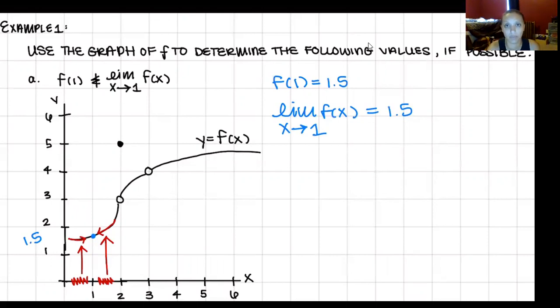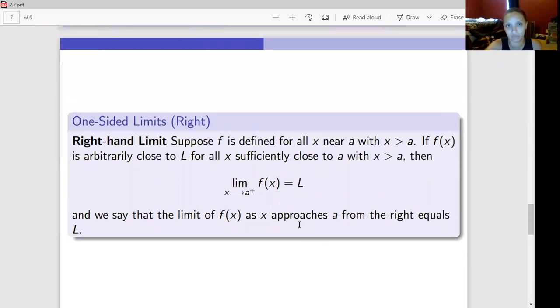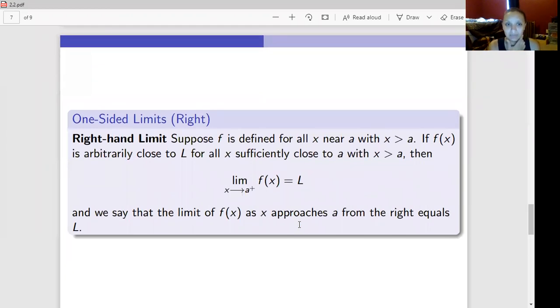So let's go back to our PowerPoint, because we have this idea of a limit, but I want to break it down and talk about left-hand and right-hand limits. So we can take a one-sided limit, right? Our right-hand limit. Suppose f is defined for all x near a with x values greater than our a value. If f of x is arbitrarily close to L for all x sufficiently close to a with x greater than a, then we write the following, and we say that the limit of f of x as x approaches a from the right equals L.